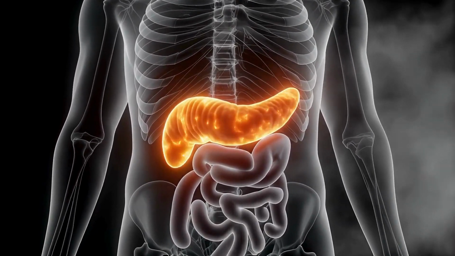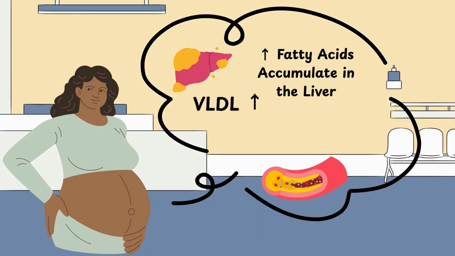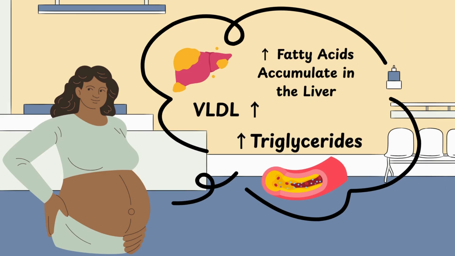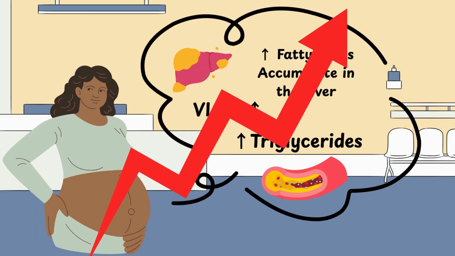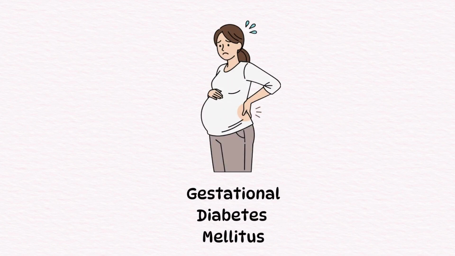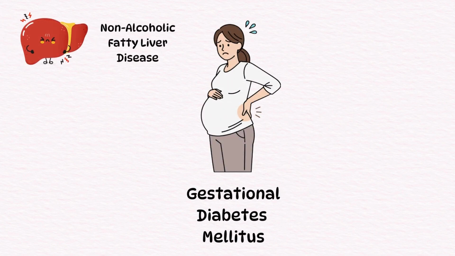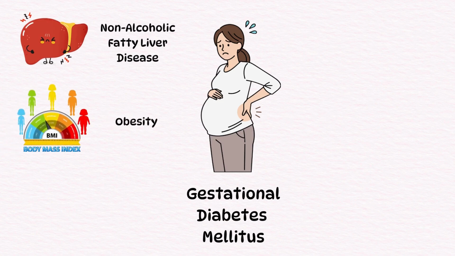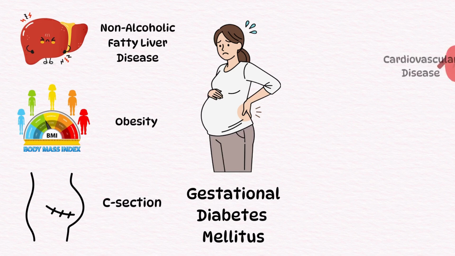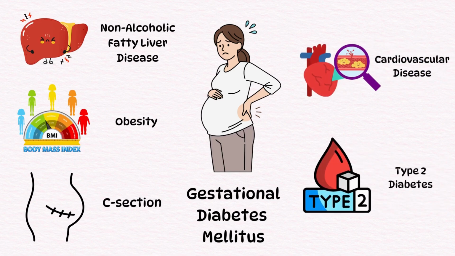In the liver, excess fat increases VLDL, or very low-density lipoprotein, production, which raises triglyceride levels. This cycle of high fatty acids, VLDL, and triglycerides contributes to GDM progression. These lipid disturbances increase risks for non-alcoholic fatty liver disease, obesity, C-sections, cardiovascular disease, and type 2 diabetes.